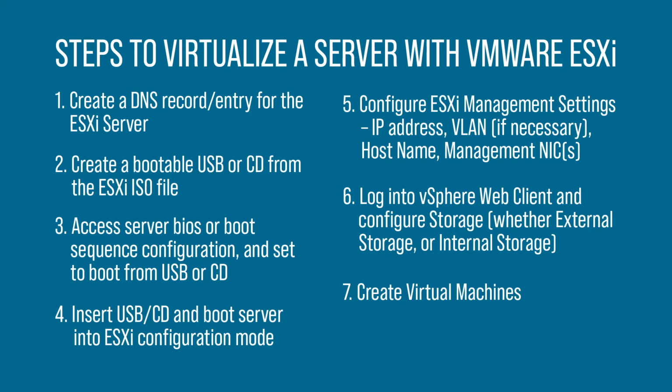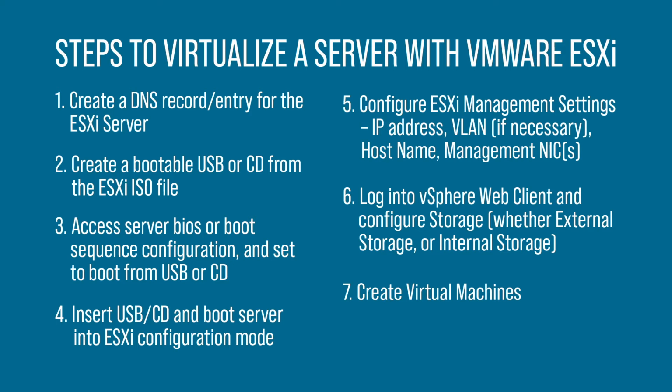Then the next step is to configure the ESXi management settings. So your IP address, your VLAN, if you're going to be using VLAN. And I'm going to explain to you why that would be the better way to go later on. And you configure your host name, and then you configure the management NICs that you're going to use to manage the ESXi host server. And that is going to be dependent on how many NICs you actually have on your server, right?